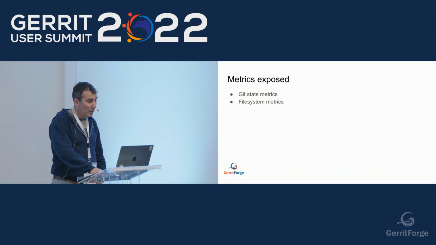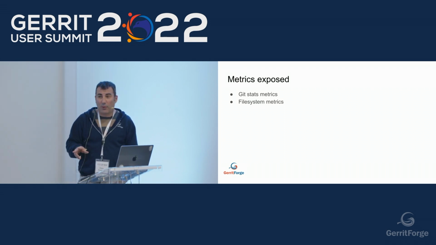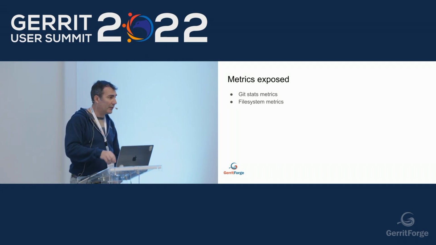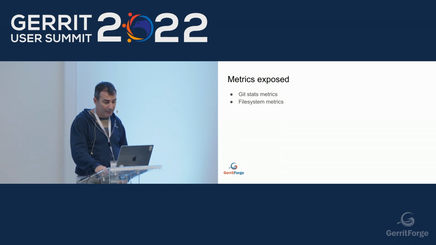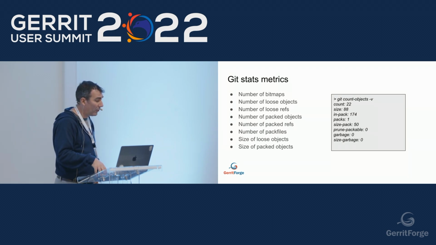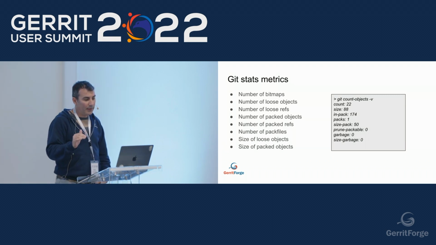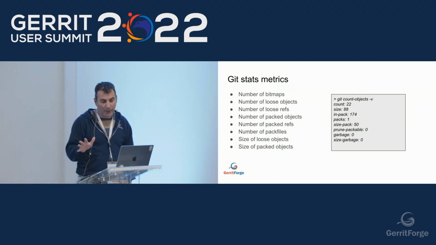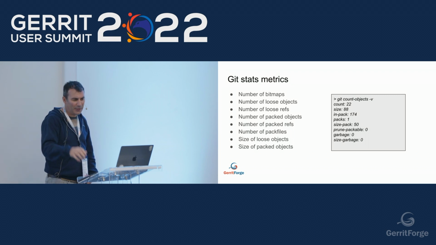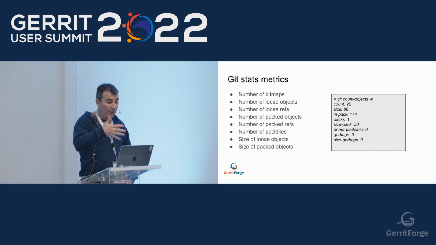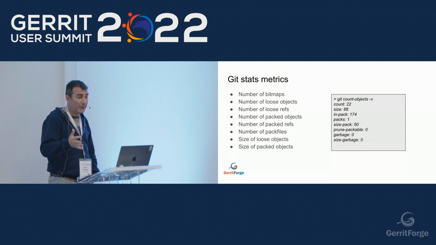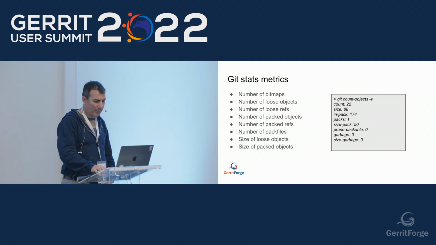Now, which kind of metrics do we expose? At the moment, we expose 2 types of metrics, some Git stats and some file system metrics. I'm going to show you exactly which are the metrics exposed. The first cluster of metrics that we expose are Git statistics. So basically, the output of a git count-objects -v. Actually, a bit enriched, because we use the Git equivalent of this command. So you have all these metrics here that you can see: bitmaps, loose object, loose ref, packed object, etc. So this is the first cluster of metrics that we expose.